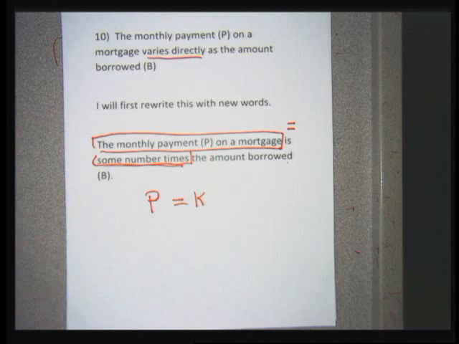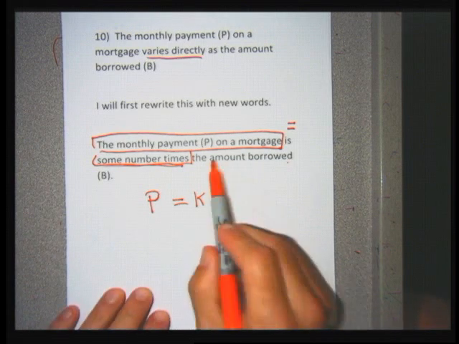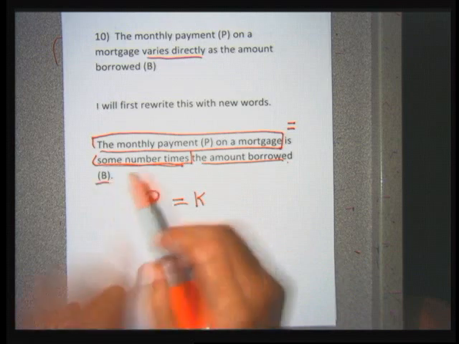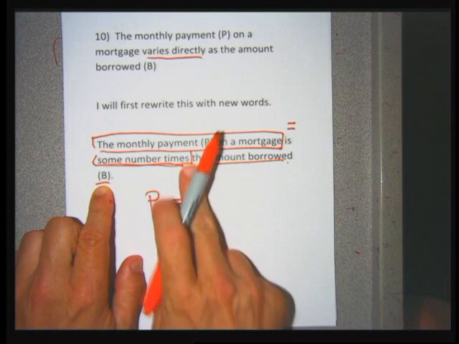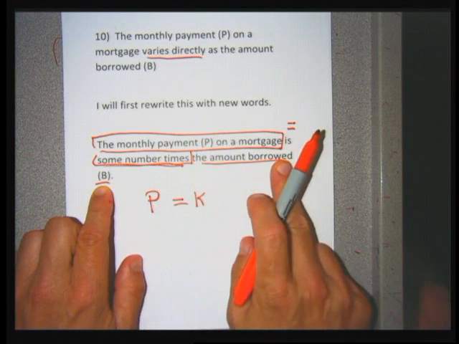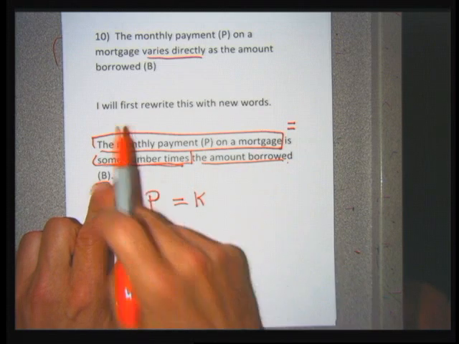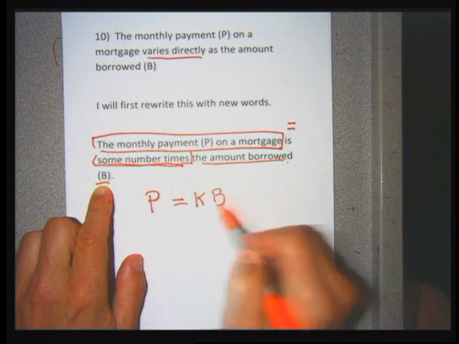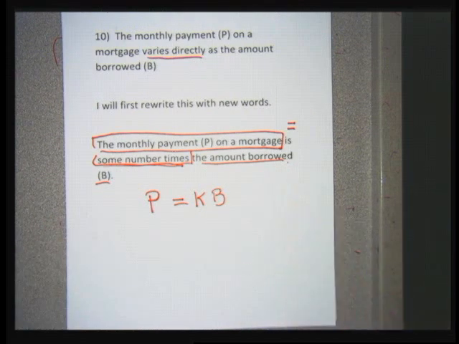And then after the k, the letter I need is something to represent the amount borrowed, b. And after the word times, I don't see anything that talks about squares, square roots, cubes, or cube roots. So the next letter, b, that I see doesn't need an exponent. It just needs to go there.